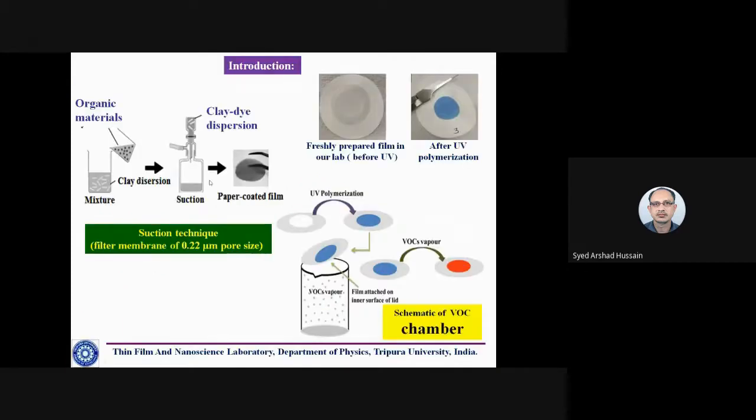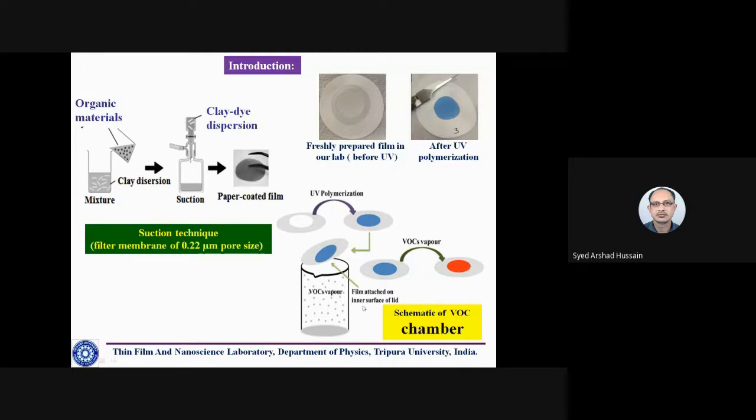Again, this is simple. We prepare this film using this method. Then upon UV, we change the color. That means we did the polymerization, so blue color appears. This is the blue phase of the PDA. Then we made a simple design system: a container containing the material to be sensed, and in the lid we put this film in blue phase, and with time you see the color changes.